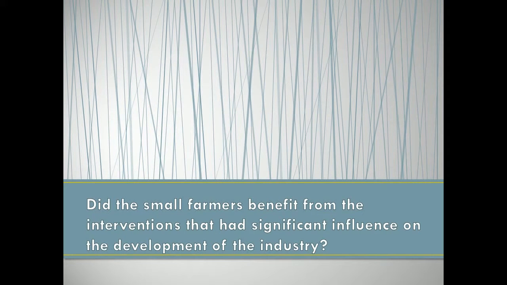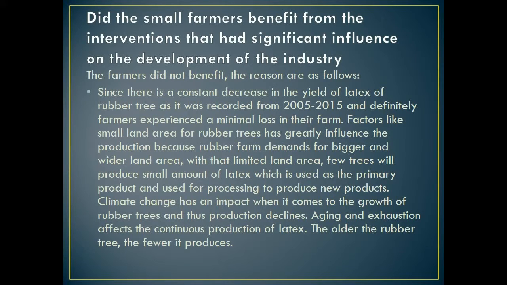Did the small farmers benefit from the interventions that had significant influence on the development of the industry? The farmers did not benefit. The reasons are as follows. Since there is a constant decrease in the yield of latex of rubber tree, as it was recorded from 2005 to 2015, farmers definitely experienced a minimal loss in their farm.